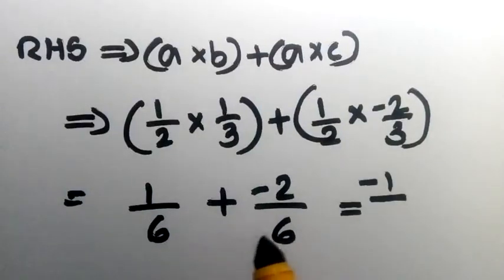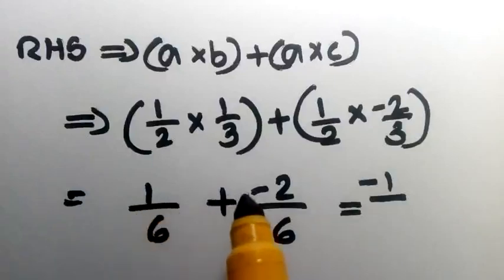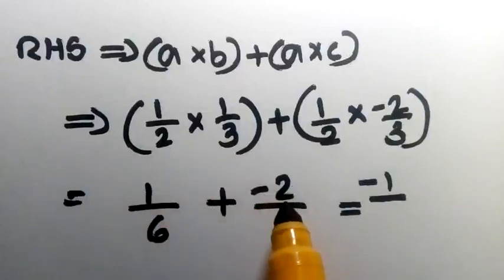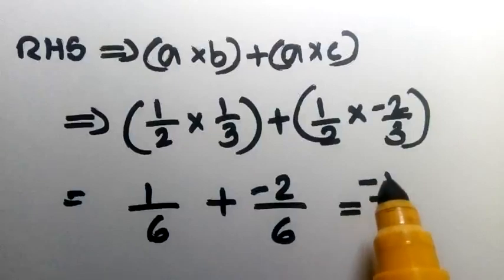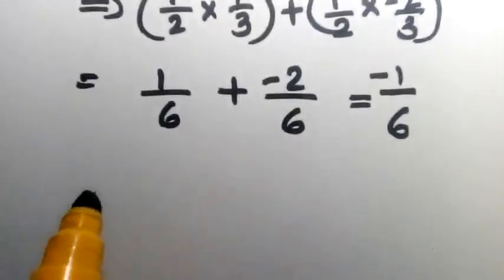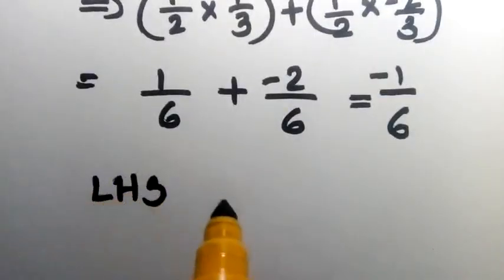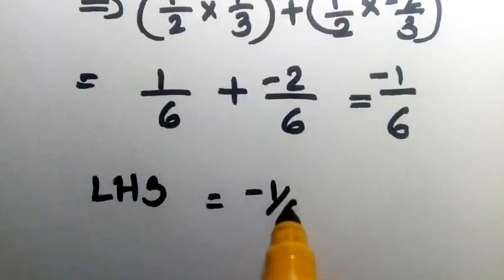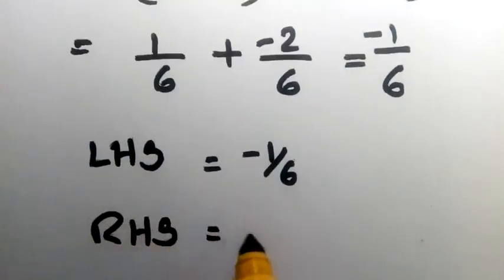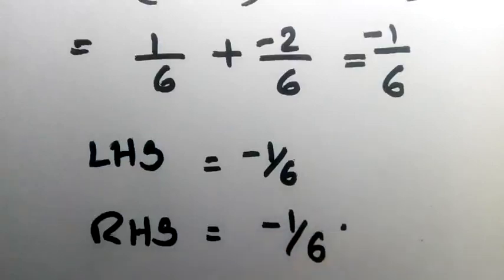Here also the denominators are same. So add only the numerators and keep the denominators same in the answer. 1 plus minus 2. What is 1 plus minus 2? Which is equal to minus 1 by 6. So for LHS also we got the answer minus 1 by 6 and RHS also is equal to minus 1 by 6.